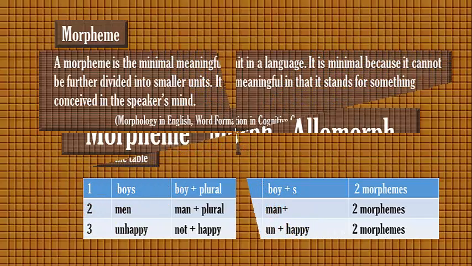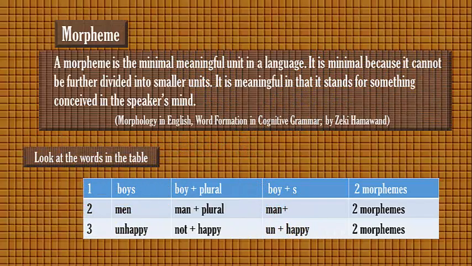Morpheme. A morpheme is the minimal meaningful unit in a language. It is minimal because it cannot be further divided into smaller units. It is meaningful in that it stands for something conceived in the speaker's mind. Look at the words in the table.